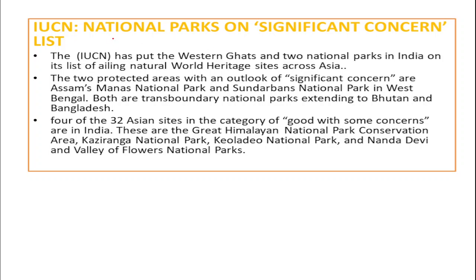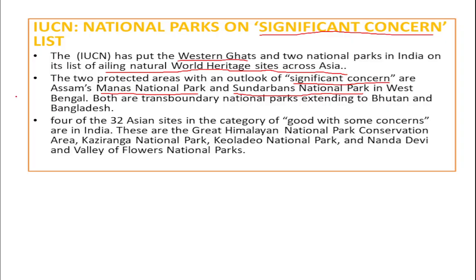Now here IUCN National Parks on significant concern list. Here the IUCN has put the Western Ghats and other two national parks in India on its listing of ailing natural World Heritage sites across Asia. And the two protected areas with an outlook of significant concern are Assam's Manas National Park and Sundarbans National Park in West Bengal. So these are the trans-border national parks which are extended to Bhutan and Bangladesh.